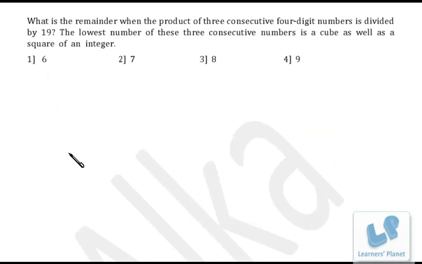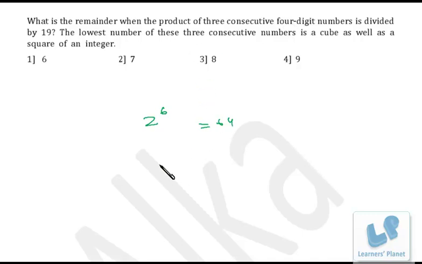Now let's see this problem. What is the remainder when the product of three consecutive 4-digit numbers is divided by 19? The lowest of these three consecutive numbers is a cube as well as a square of an integer. Now the number is cube as well as square of an integer. The smallest such number is 2 raised to 6. But 2 raised to 6 is what? 64, right?